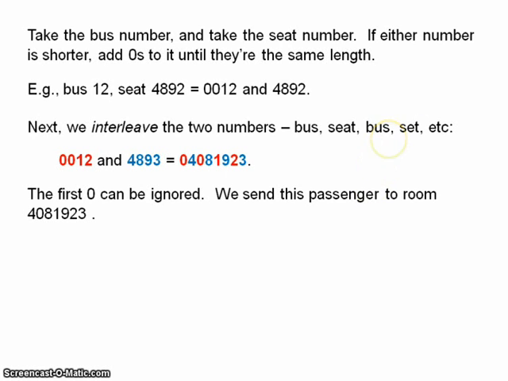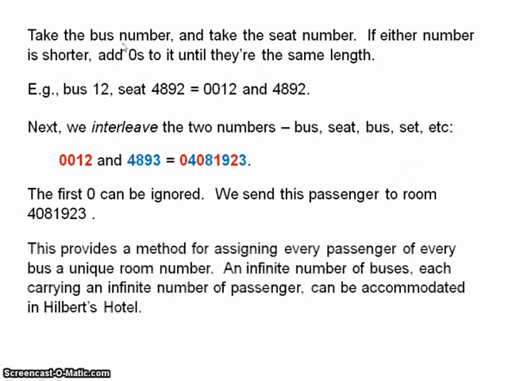Just think about it. No person will have the same bus number and the same seat number. Some will have the same bus number and some will have the same seat number, but no two people will have the same bus number and the same seat number. So by mixing the two numbers like this, we can generate a unique number for every person. And that means that we can accommodate them in our hotel. And this seems to show that infinity multiplied by infinity is also equal to infinity.